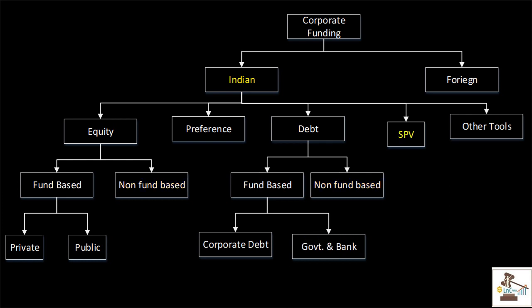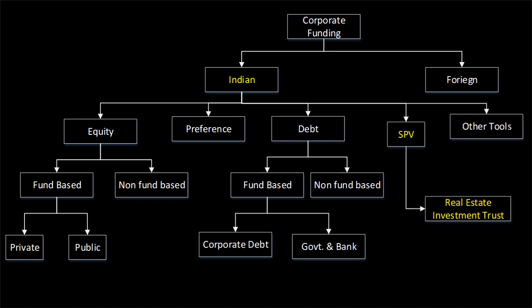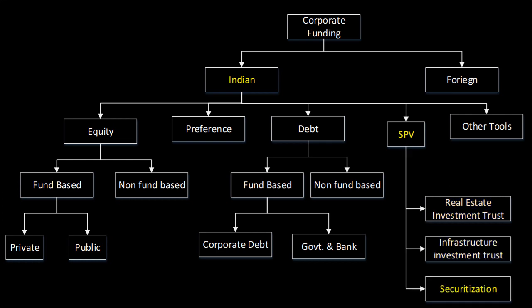Now, if we talk about special purpose vehicle, we will discuss it in detail when we take it up in our regular chapter. But for the time being, just remember that special purpose vehicle is a source of funding where a company procures the funds through a trust or subsidiary specifically formed with the purpose of funding the company. We can classify SPV into three parts. One is real estate investment trust, second is infrastructure investment trust, and third is securitization. We will discuss all these three during our regular sessions. So this is the entire syllabus of the first section, corporate funding.